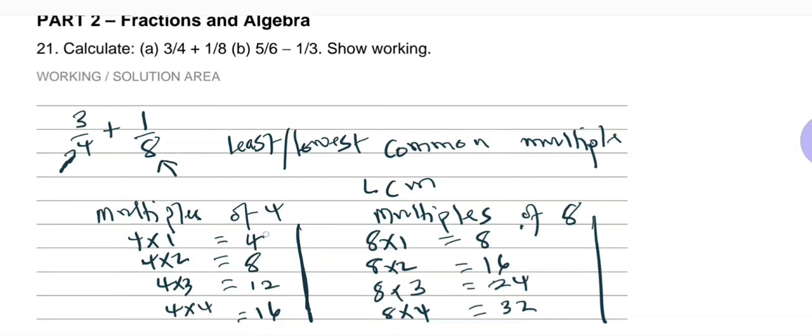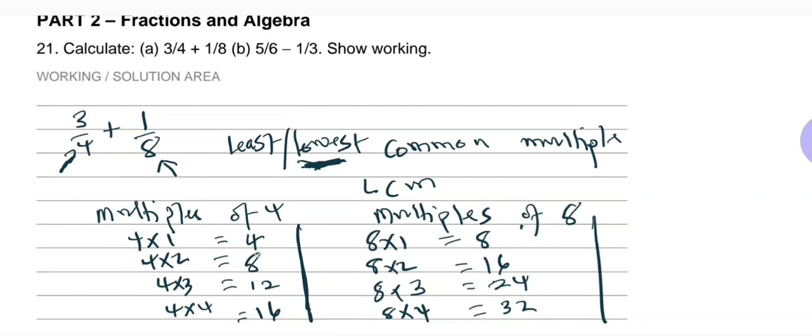Let's take the first one. 4. Do you see 4 in the multiples of 8? No. Okay. 12. Do you see 12 in the multiples of 8? Okay. 16. Do you see 16 in the multiples of 8? But 16 is here and 16 is here. Have you seen that we have 16 here and we have 16 here? But it is not the lowest. We are looking for the lowest. So which one is the lowest and is common to the two?